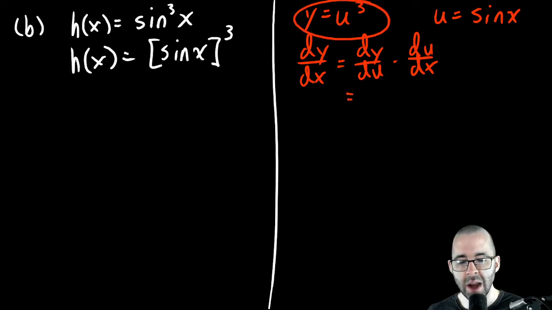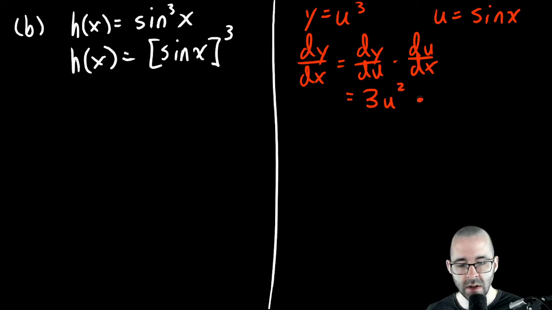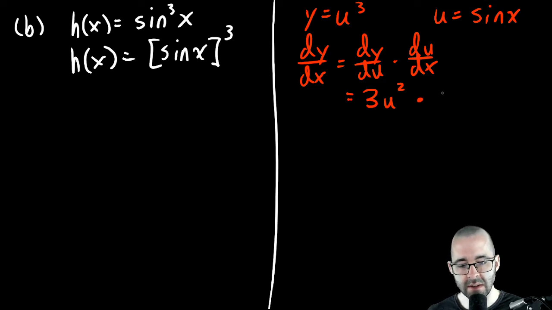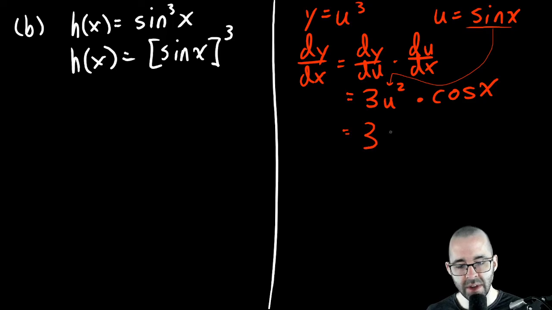The derivative of y with respect to u, power rule, it's 3u squared. Derivative of u with respect to x is cosine of x. And all that's left is replacing u at the end. So it's 3 times u squared, which is sine squared of x, times cosine of x.